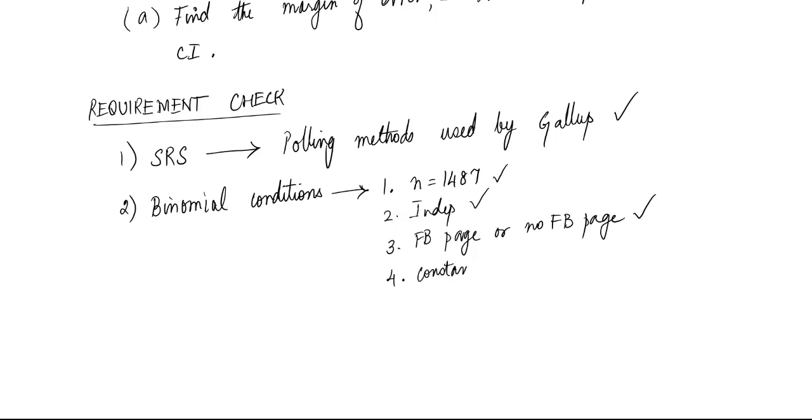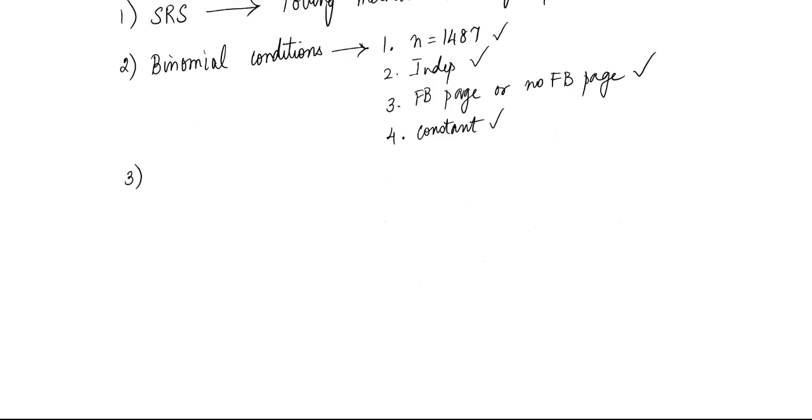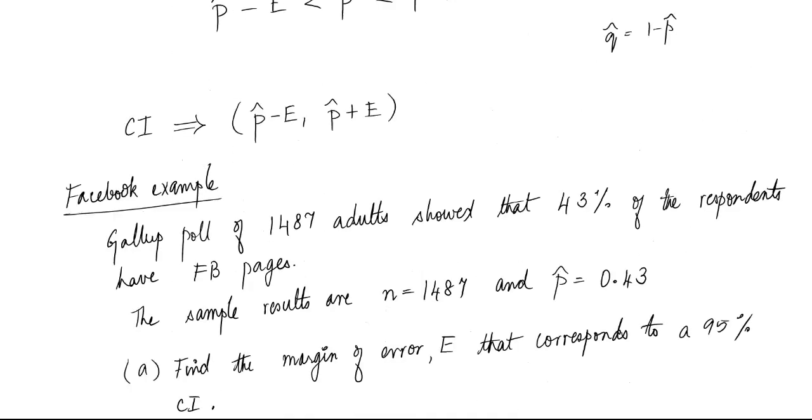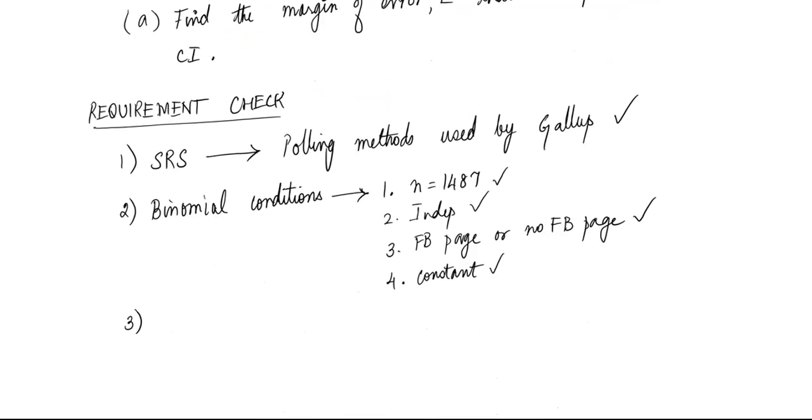So I'll just say constant. It's not like, you know, once you create a page, you have that page. So the probability of having a page is fixed. It's not fluctuating, it's not changing, it's not subjective. So you are able to keep it fixed there for a certain period of time. So binomial conditions, all 4 satisfied. I almost forgot the third condition: there are at least 5 successes and at least 5 failures. So let's go to that.